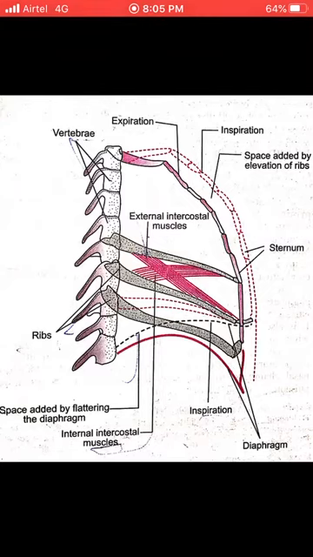When these contract, the ribs are pulled upward. The thoracic cavity increases dorsoventrally and laterally. So both types of inspiratory muscles contract simultaneously, due to which the thoracic cavity increases in all directions.